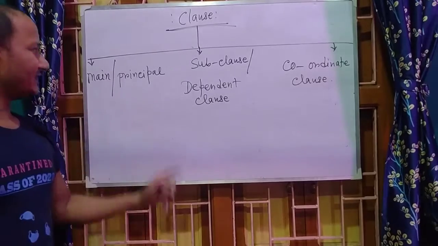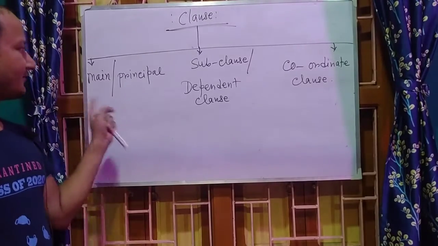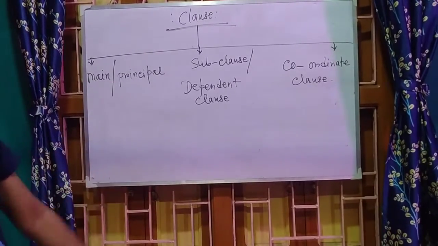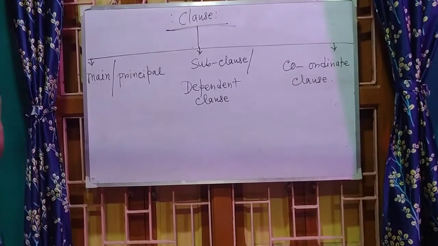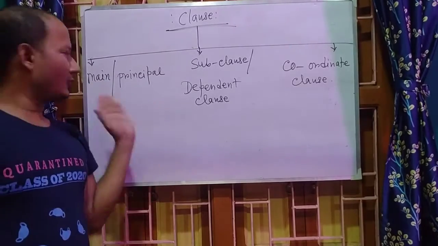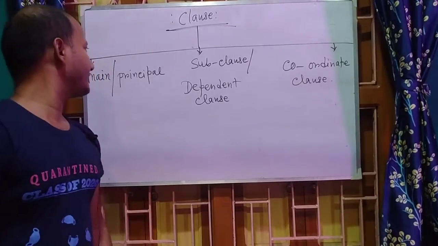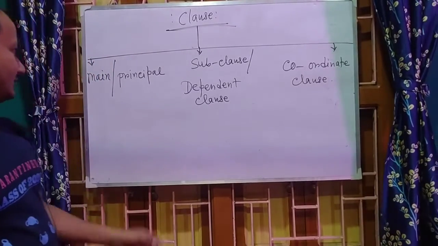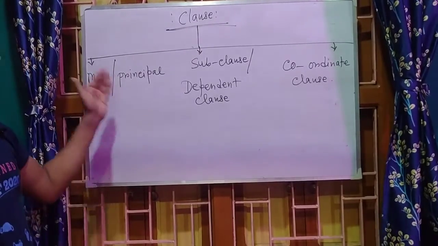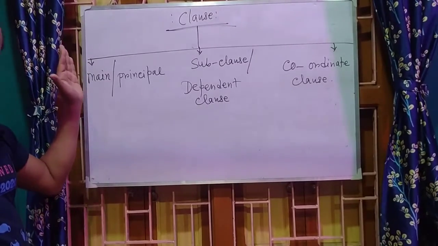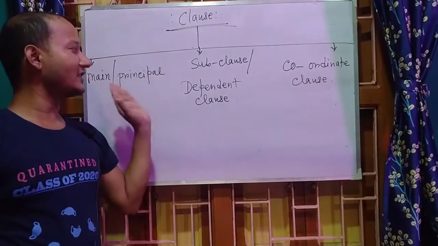Main or principal clause. Why is it called main or principal clause? Because this clause does not depend on any other clause. From the name you can understand. So if I ask you who is the head of the college, you will obviously tell me principal is the head of the college. So this is called a main or principal clause. This clause does not depend on anyone or any clause.